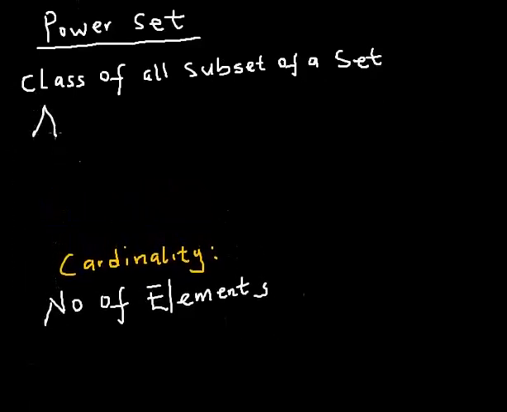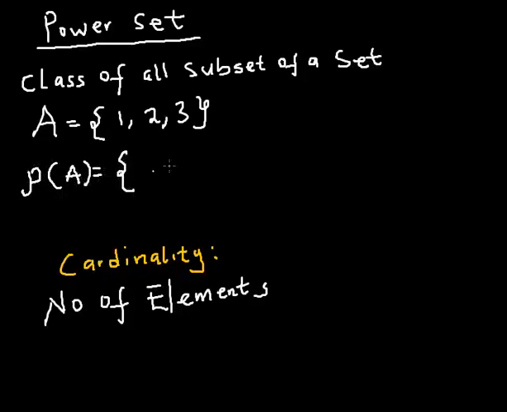Let's say we have set A to have just 1, 2, 3. So what's going to be the power set? The symbol for the power set is P(A). The power set of A is going to be another set that carries all the subsets of A, and the subsets of A actually start with their single elements: 1, 2, 3.